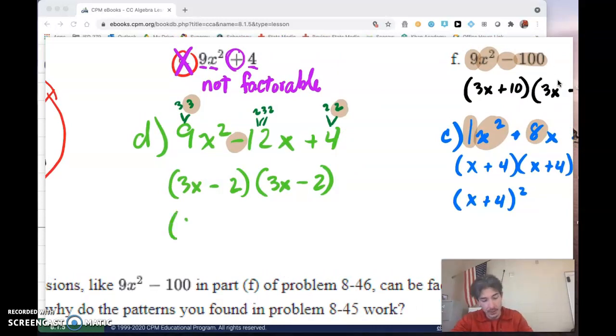And just like the other one, of course, I could do this, right? Some of you might be screaming at your computer screens there. I could do that as well. Both would be fine. And that was letter D.